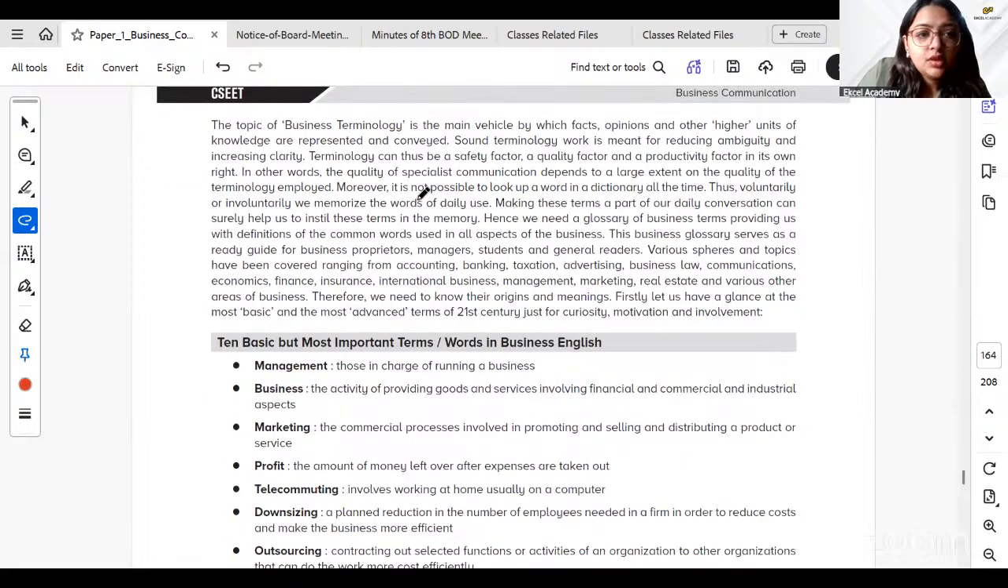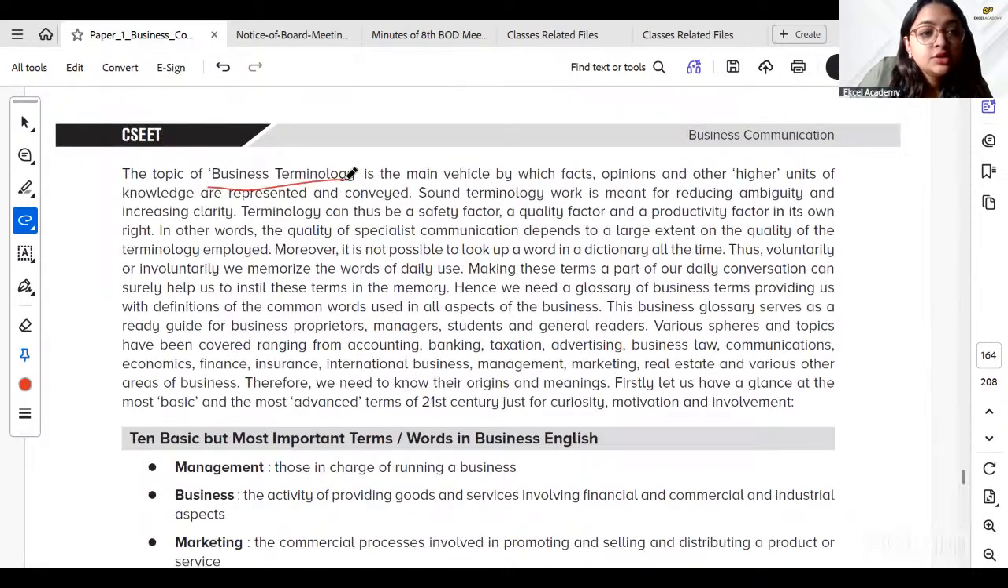Okay. So why is the topic of business terminology very important, right? It is the main vehicle by which your facts, opinions, and other highest units of knowledge are represented and conveyed, right? Some terminology work is meant for reducing ambiguity and increasing clarity, and terminology can thus be a safety factor, a quality factor, and a productivity factor. Why safety factor? So that you are understanding whatever is being communicated, all right, and a productivity factor as well, so that you are not confused with whatever is being mentioned, right?